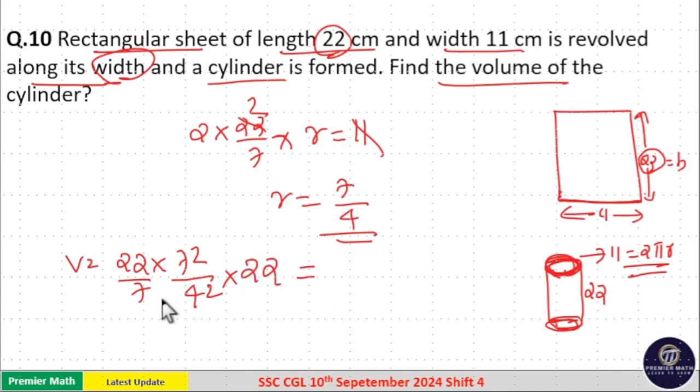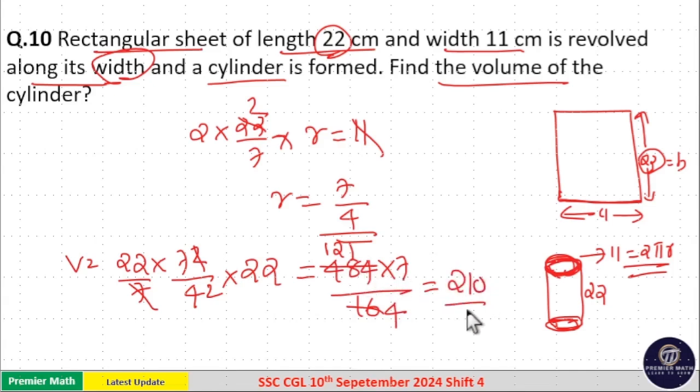Now volume is equal to 7 and 7 cancel. 22 into 22 is equal to 484. 484 into 7 by 16. Now this is around 4 goes 4 times in 16. 4 goes 121 times in 484. So 121 into 7 by 4. This is around 3 into 7, 21. This is around 210. So take the approximate value and check the options.